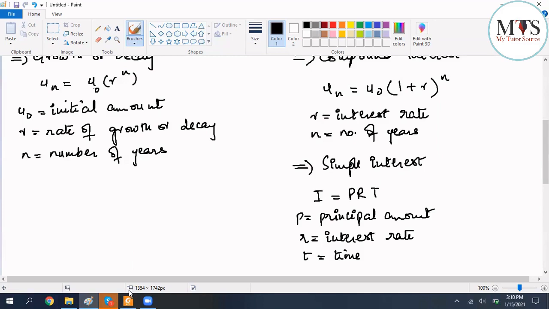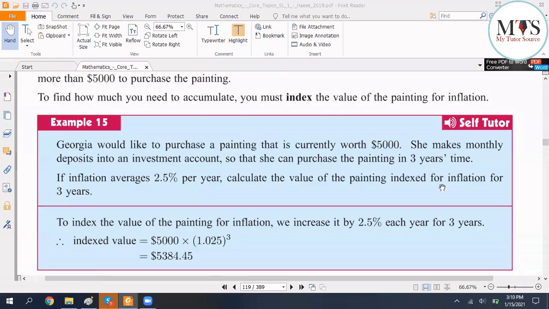Okay, and I think, did you do inflation? Inflation, hmm. I don't really remember. Honestly, I don't really remember. Wait, I'll show you from the book if you remember anything, something like this.